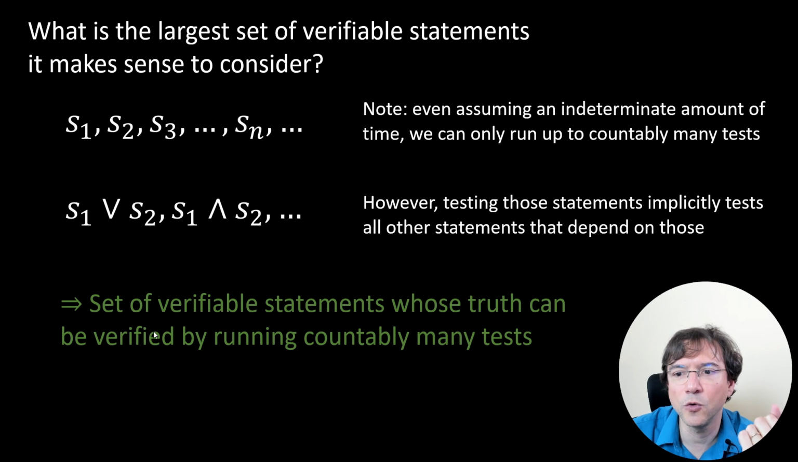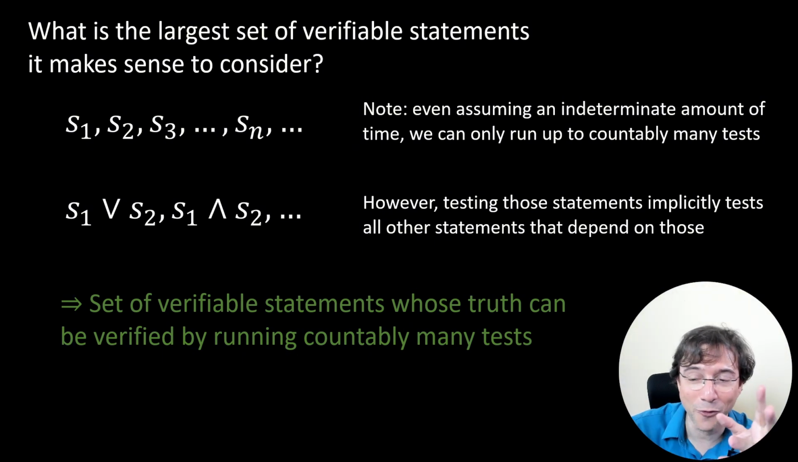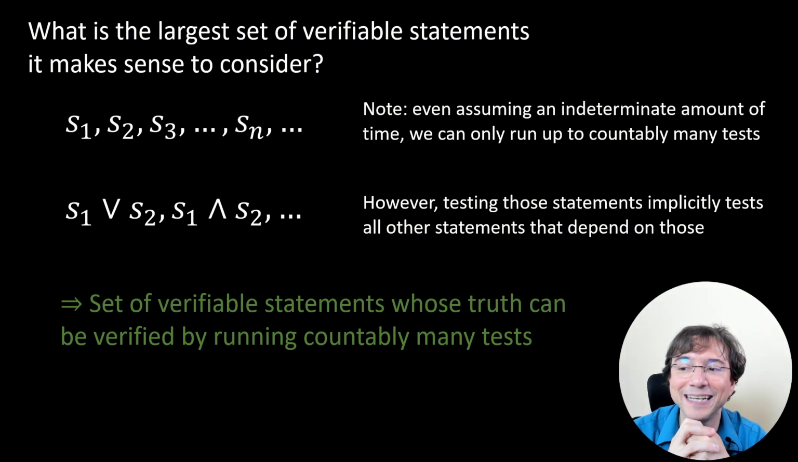So what you're really looking for is a set of verifiable statements whose truth can be verified by running countably many tests. So countably many truths are at most what we can find experimentally. We say this is true, this is false, this is true or false, and so on. We can go on forever, or so we imagine. And that's as much as we can do. But there are more than countably many statements that might depend on that truth.